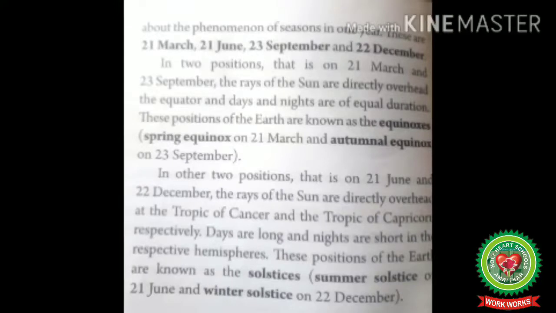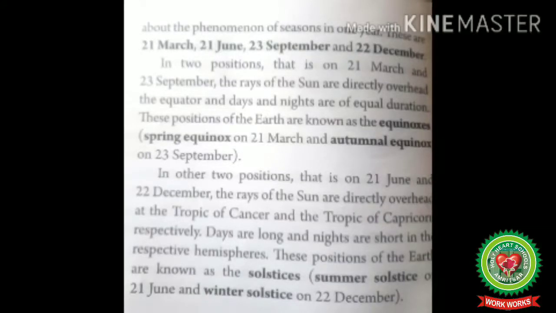In other two positions, that is on 21st June and 22nd December, the rays of the sun are directly overhead the Tropic of Cancer and Tropic of Capricorn respectively. Days are long and the nights are short in the respective hemisphere. These positions of the earth are known as solstices. Summer solstice on 21st June and winter solstice on 22nd December.